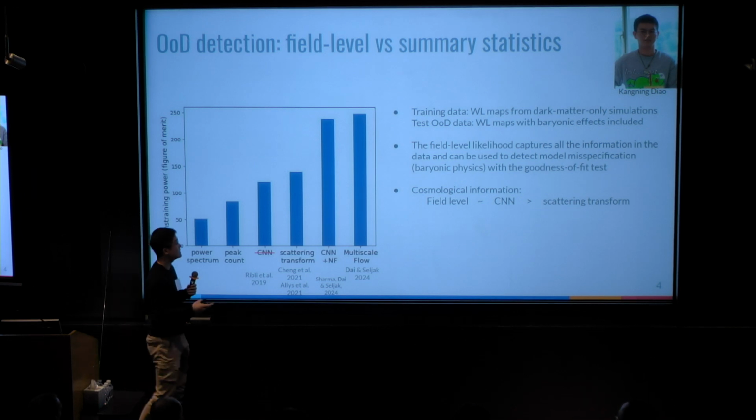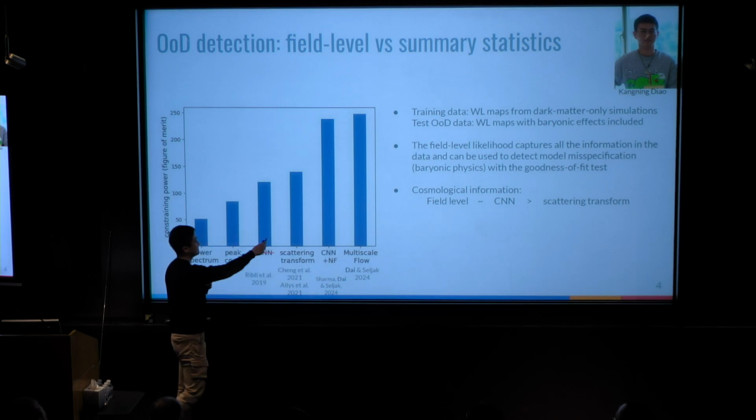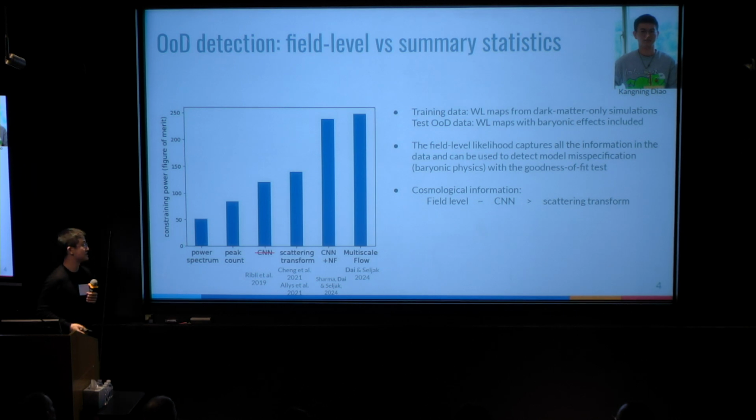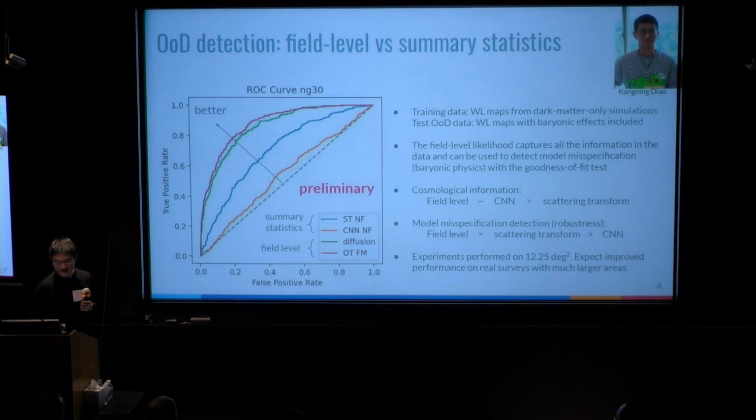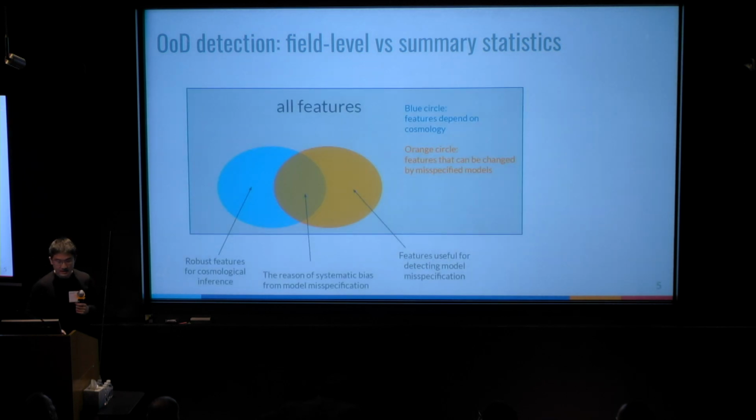statistics, it actually agrees pretty well with the field level. So the red one is the field level here, and the second to the right is the CNN compressed summary statistics. So in this sense, it's a pretty optimal statistic, but its model misspecification performance is actually pretty bad. Before explaining this, I just want to mention that all these experiments are performed on some pretty small weak lensing maps. So we definitely expect all of them to improve as we go to realistic surveys with much larger areas. So here is just a very simplified picture to explain the previous result.